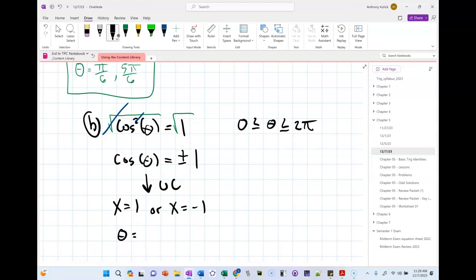Nope. That would be tangent. That would be y over x would be 1. Okay, so 0, and then pi. But careful with the inequalities here. Could also have 2 pi, because 2 pi is allowed, right? That's the same spot as 0 on your unit circle, because those two angles are, what do you call it when the terminal side is in the same spot? Coterminal.